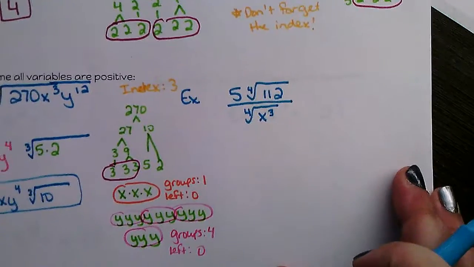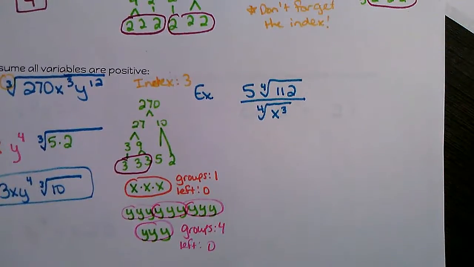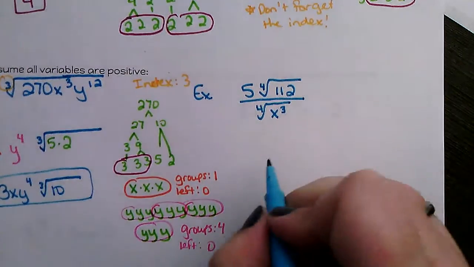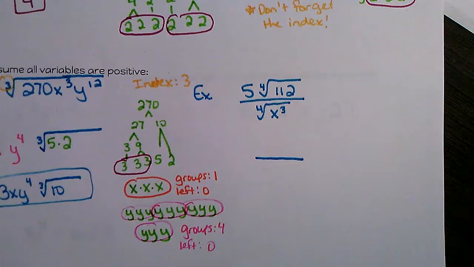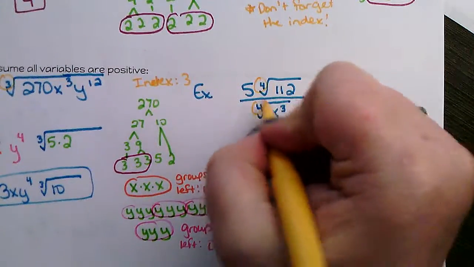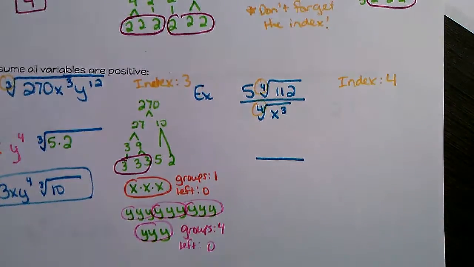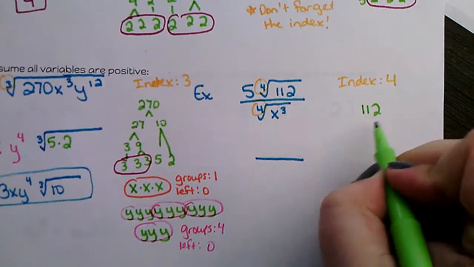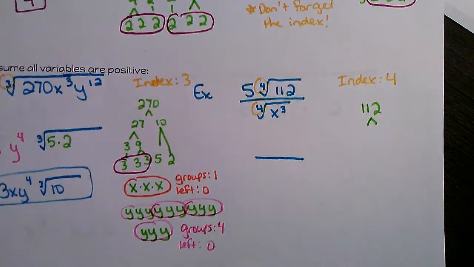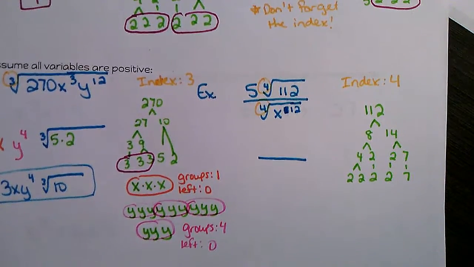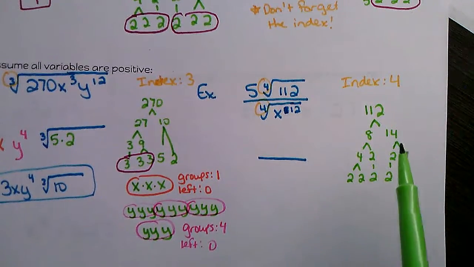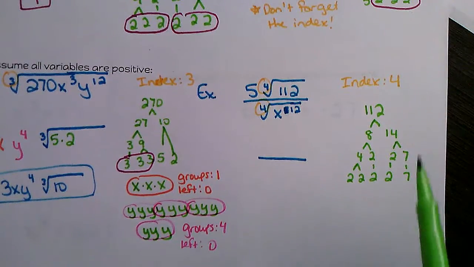Okay, next one, similar thing, except now we have division, but you know what? We're just going to ignore that. Completely ignore it. First thing we should do, look at our index. Our index is 4, so that tells me I need 4 things in order to escape a group. I need a factor tree of 112. So the factor tree of 112 divides by 8 and 14, 4 and 2, etc.